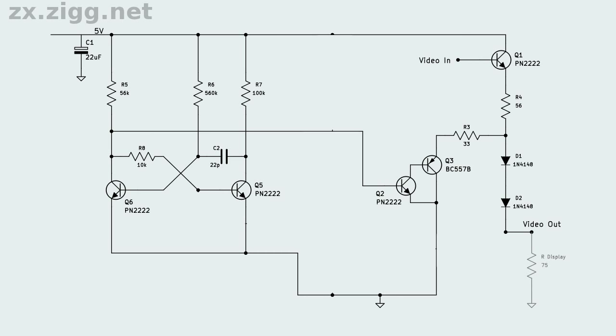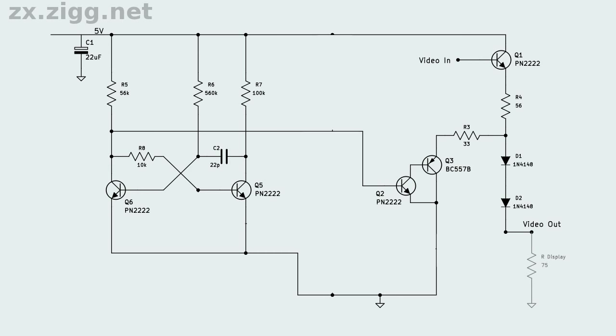This is applied to Q5's base via R8, making sure it stays switched on, even if the external trigger has been removed. This situation, however, cannot last. C2 charges via R6 and Q5, causing a rising voltage on its left-hand side. Soon this switches Q6 on again. The voltage at its collector is pulled down close to 0 volts, and this forces Q5 to turn off. C2 discharges via R7, and the circuit waits to be triggered again.